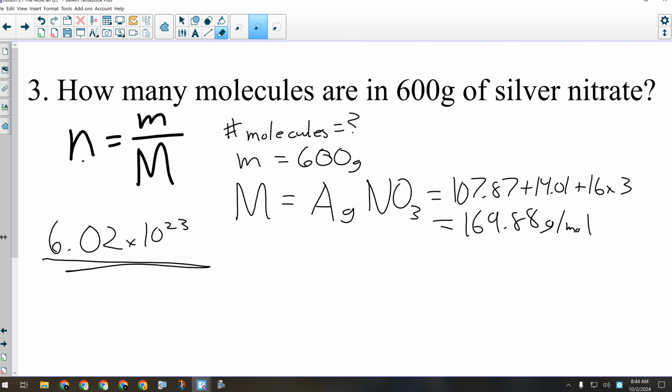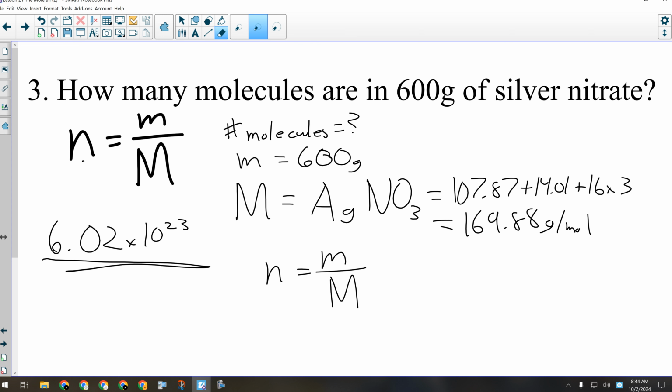How does that help me get the number of molecules? The answer is it doesn't. It helps me get the number of moles. That can help me get the number of molecules. I have little m, I have big M. The only thing I can calculate is n.